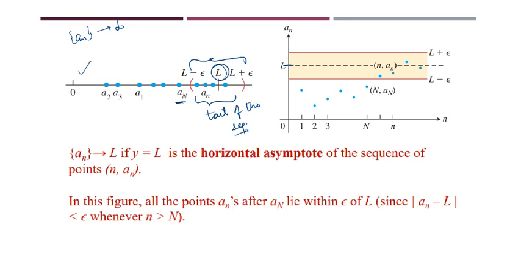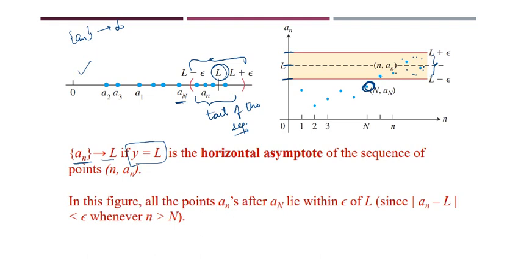This is my L, this is L plus epsilon, this is L minus epsilon. So after this stage, all the points of the sequence are going to lie within this band, within L minus epsilon to L plus epsilon. And you can see that when an tends to L, this y equal to L will behave as the horizontal asymptote. This we have already seen with the help of some examples.